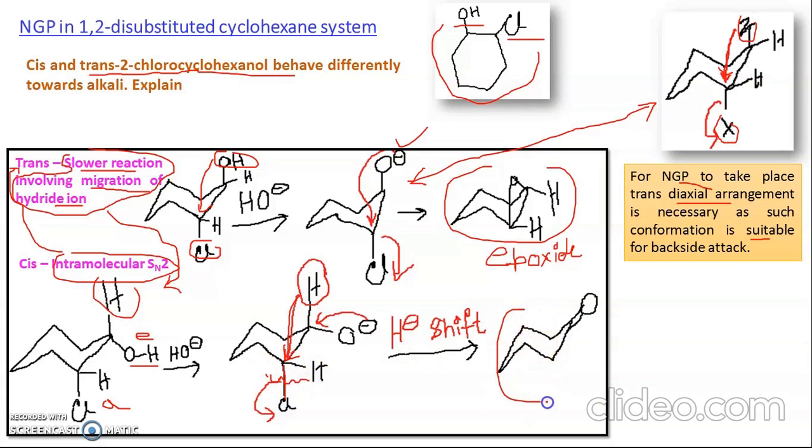So finally what are we getting? We are getting cyclohexanone. So from trans our product is an epoxide, going through intramolecular SN2, that is NGP, but for cis there is a slower reaction and it involves migration of hydride ion, and our final product is cyclohexanone. So that is all about NGP when our system is a 1,2 disubstituted cyclohexane system. There is a cis conformation possible and a trans conformation possible, and both behave differently in the reaction.